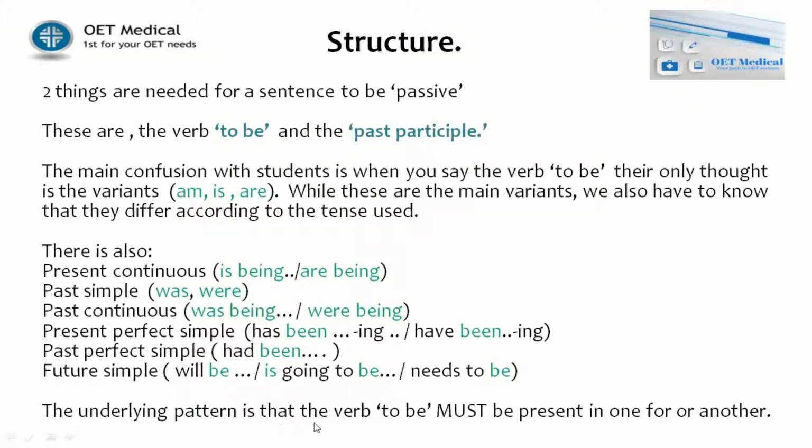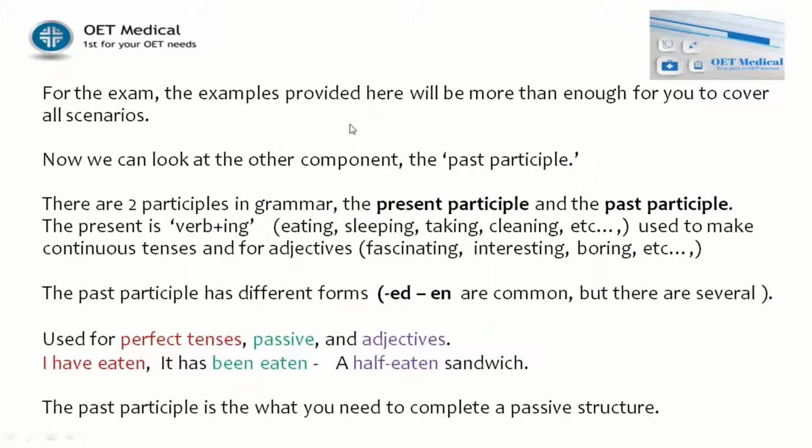So the underlying pattern is the verb to be must be present in one form or another. You have lots of different ways that you can express the verb be but it must be in there along with the past participle. For the exams, the examples provided here will be more than enough for you to cover all scenarios. Now we can look at the other component, the past participle.